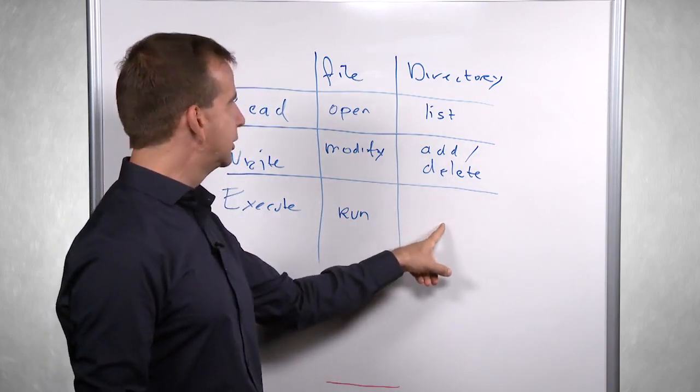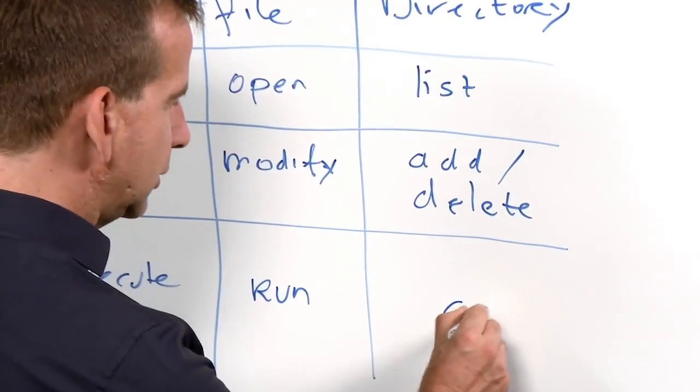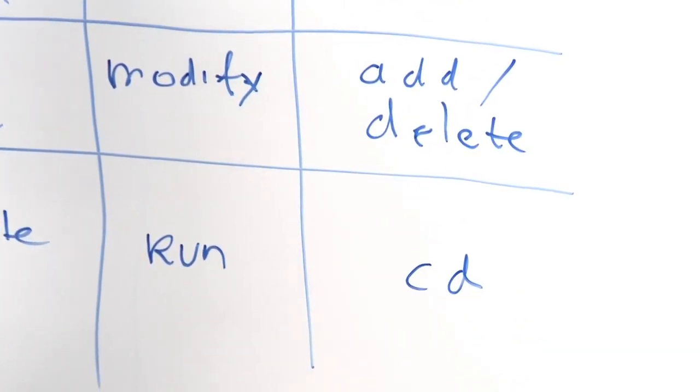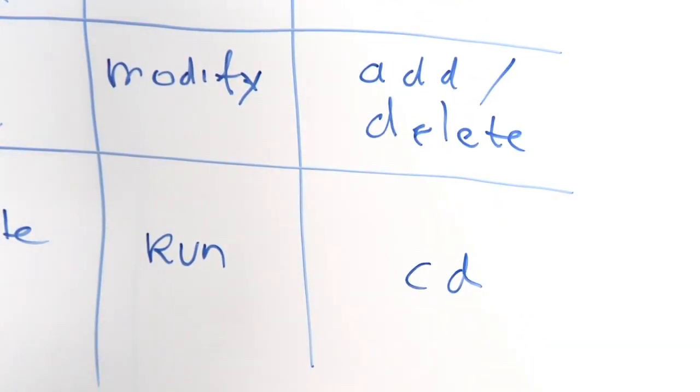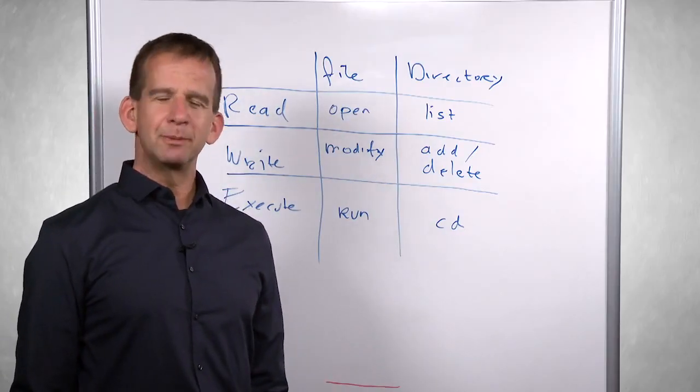Then we also have execute on the directory, which is a bit special. It means that users can do cd. So a user can use the cd command to go in the directory and do whatever he wants to do with this directory. So this is all you need to know about the use of the basic permissions on Linux.